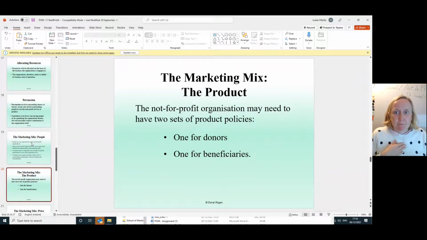And so in terms of product, what is our product? So two sets of product policies. One is for the donor. So what are we selling as such? I know we're not really talking a physical product, obviously, but what is it they get? What are we trying to convince people? What are we trying to persuade people?